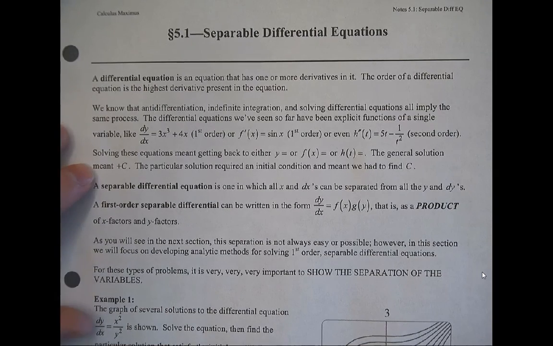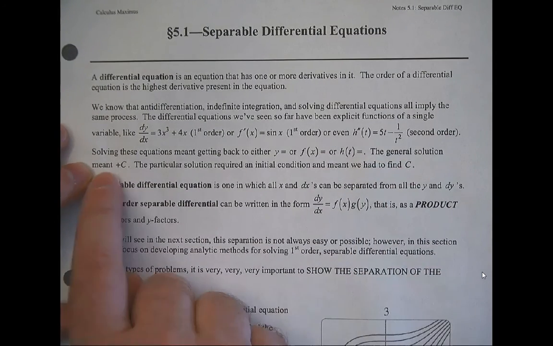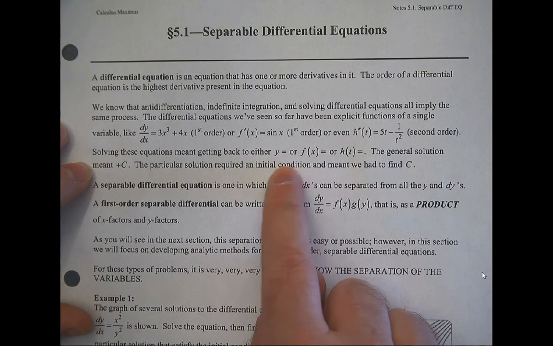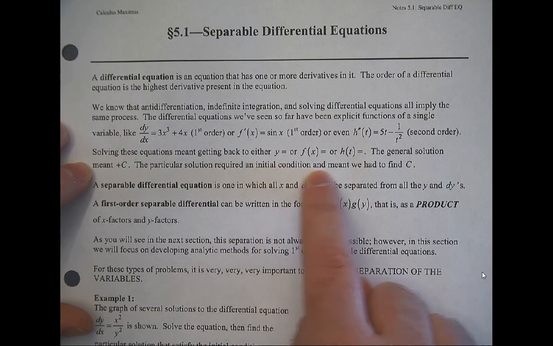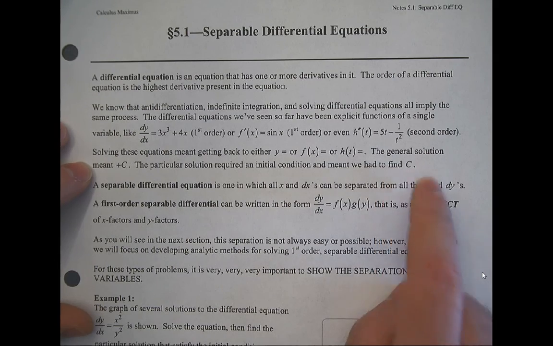So we're talking about general solutions again. Remember, general solutions have the plus C. And then for the particular solution, they have to give us an initial condition. You can't find a particular solution unless they give you a hint, and then we go and find out what C is.